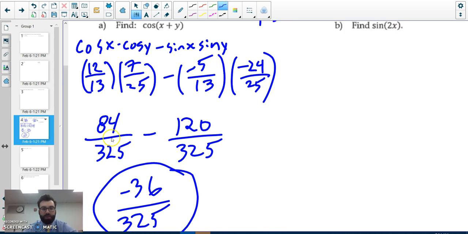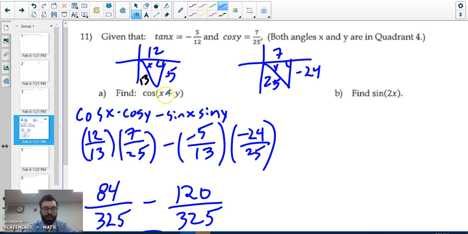Wowee. All right, so don't make the mistake of writing cosine x plus y as just cosine of x plus cosine of y. Remember, we have to use our sum formula here. Cosine of x, which is 12 over 13, times the cosine of y, which is 7 over 25, minus the sine of x, negative 5 over 13, times the sine of y, which is negative 24 over 25. All right, be careful with your signs. That's some place where a lot of people can make a mistake.